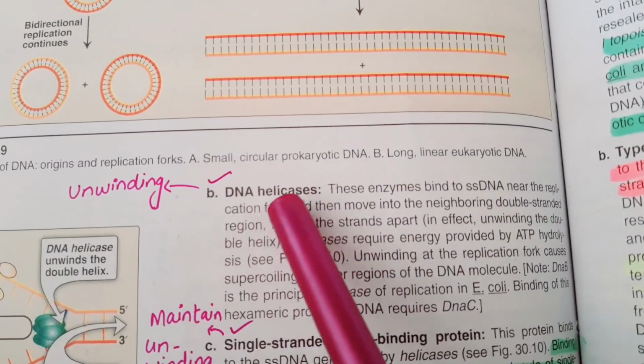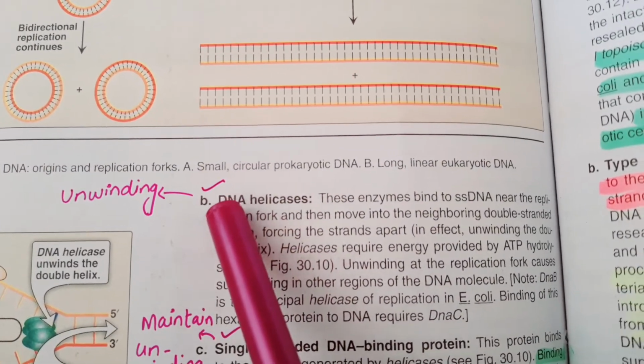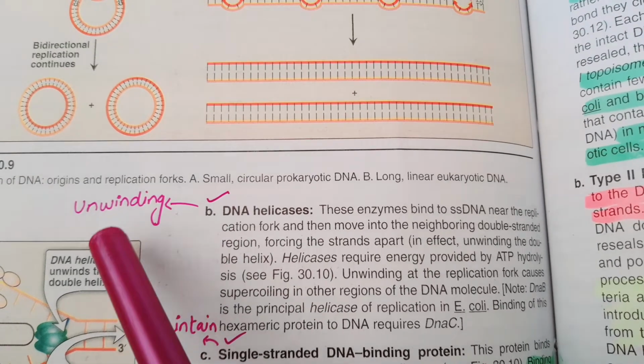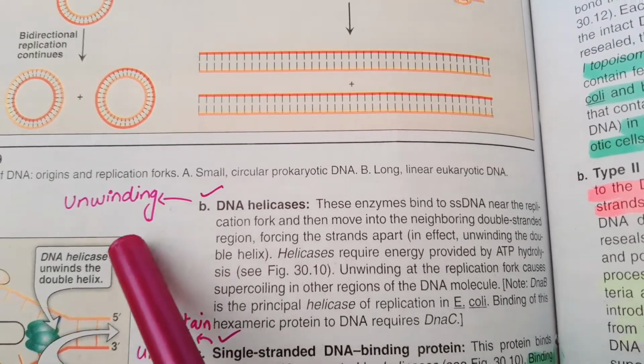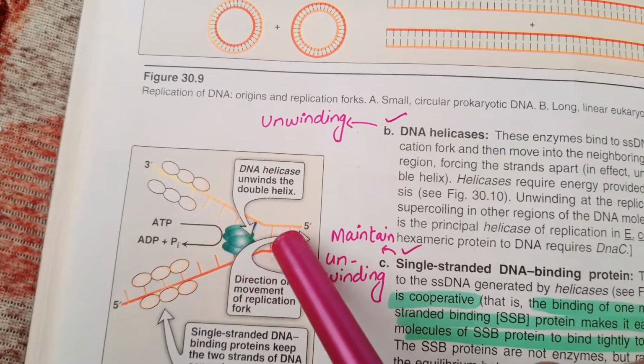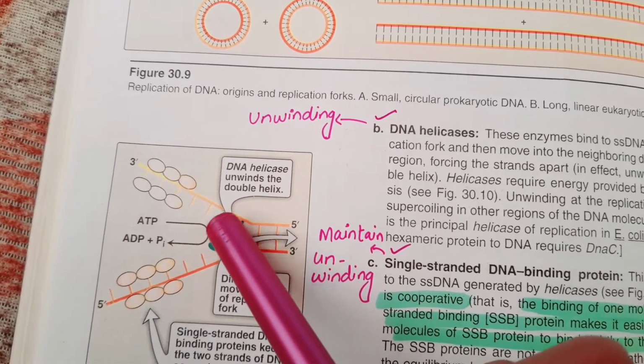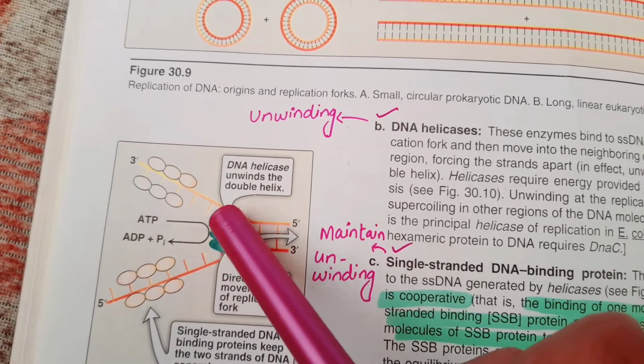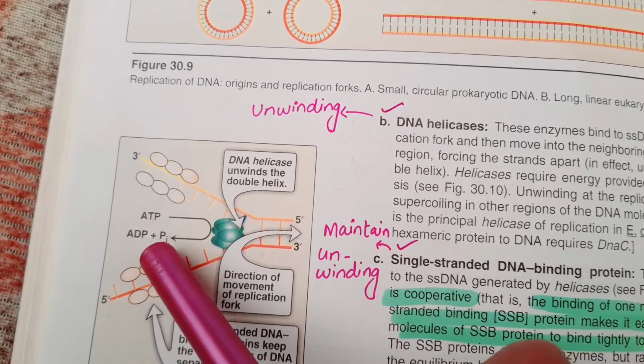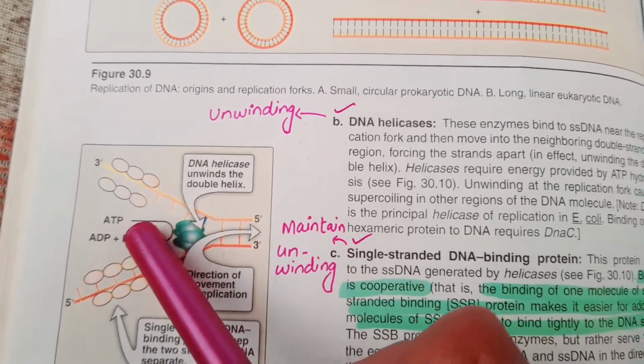And main function of DNA helicase is that it participate in unwinding of DNA strands like this one. This is double strand, and in unwinding DNA helicase play important role in unwinding double helix, and it require energy that is supplied by ATP.